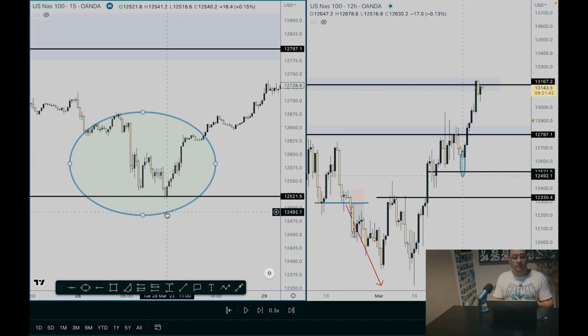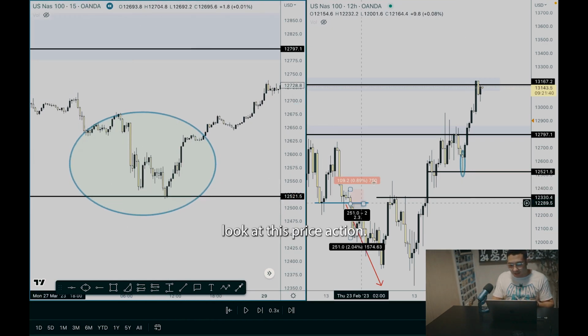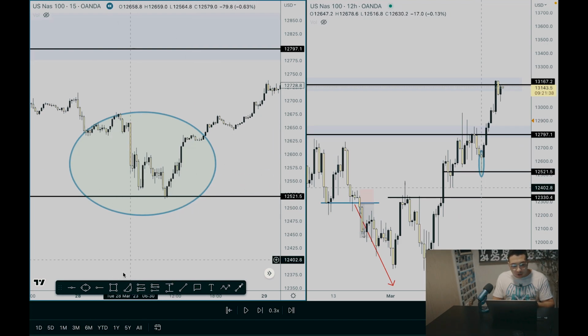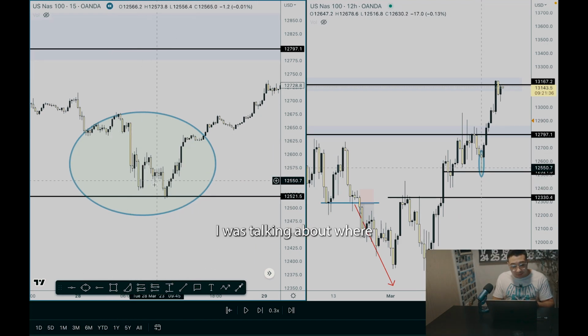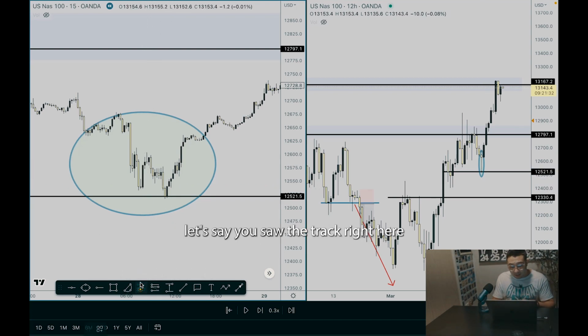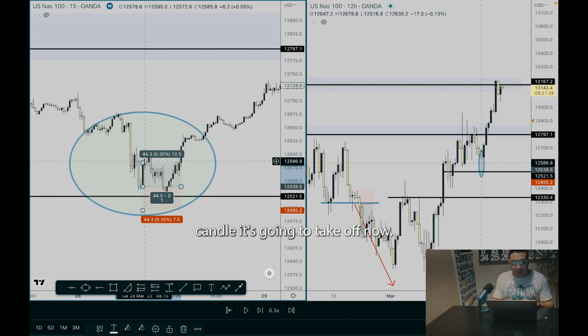So now, look at this price action. This is that situation I was talking about where it could take you out first. So for example, let's say you saw the trade right here. You're like, oh, bullish engulfing candle. It's going to take off now.